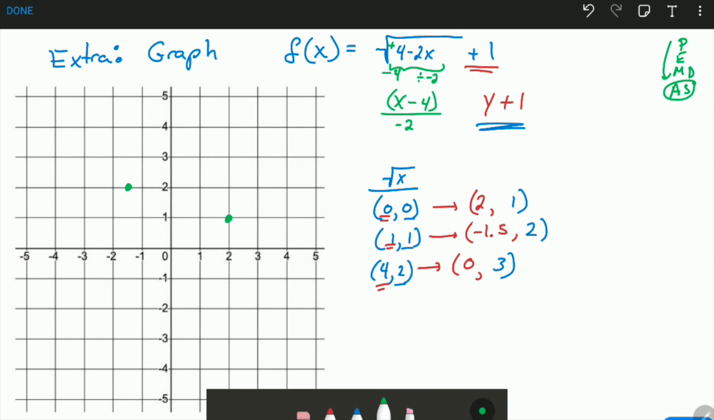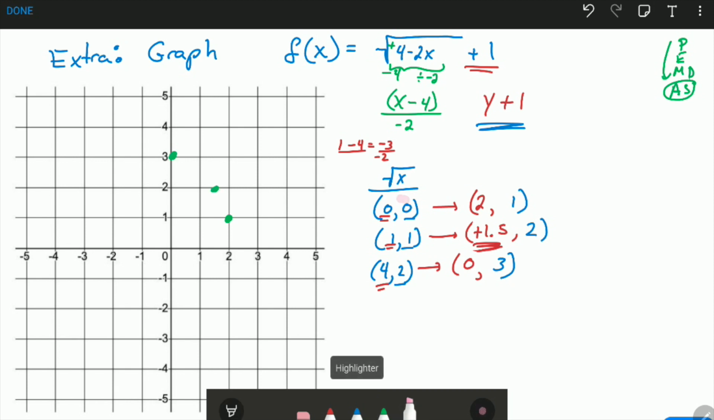I think I made a boo-boo. Yep, I made a boo-boo there because I was dividing by negative 2 right here. So that should be positive 1.5 because it was 1 minus 4, which is negative 3, and then negative 3 divided by negative 2 is positive 1.5. So I knew something was wrong because the points were not in the correct order there. So 1.5, 2, and then 0, 3.